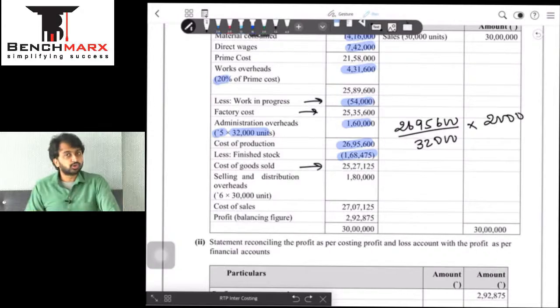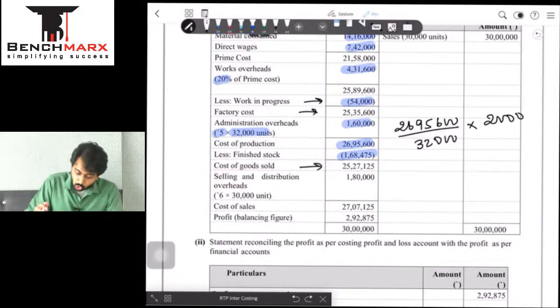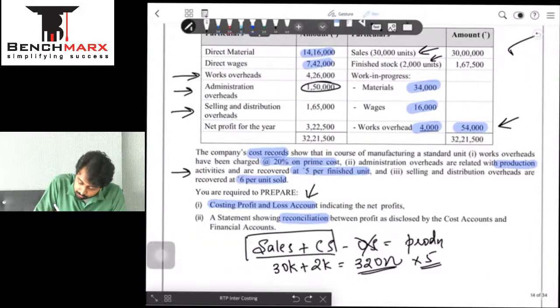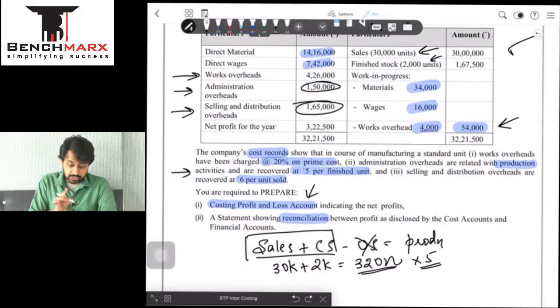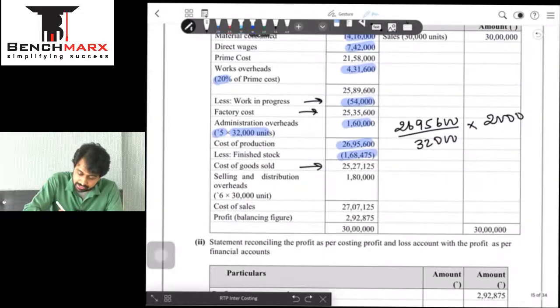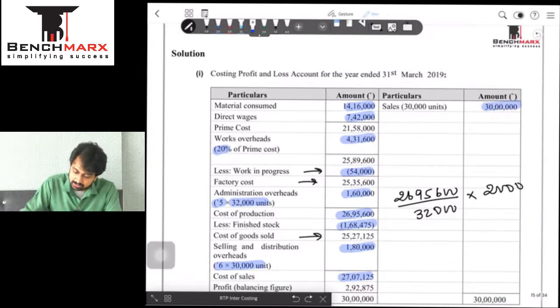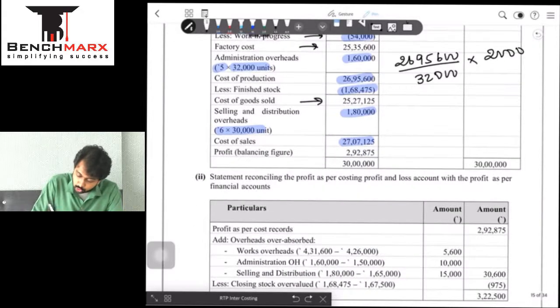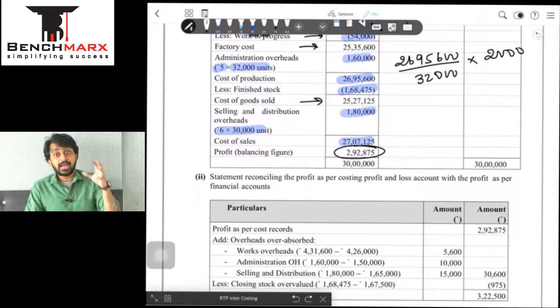Once I get my cost of goods sold, I add my S&D. Do not add this figure, because this is as per my financial records. As per costing, it is 6 rupees per unit sold. So 30,000 into 6 appears to be 1,80,000, which I can see here, and that's my cost of sales. Compare the cost of sales with the amount of sales, and the balancing figure is going to be my profit, and this profit is as per costing records.